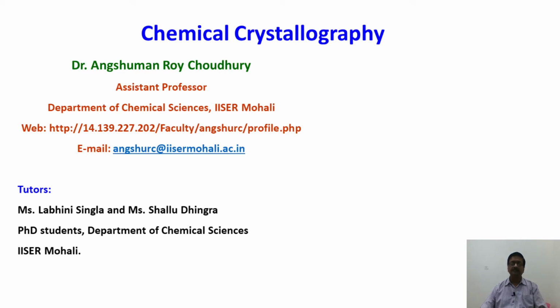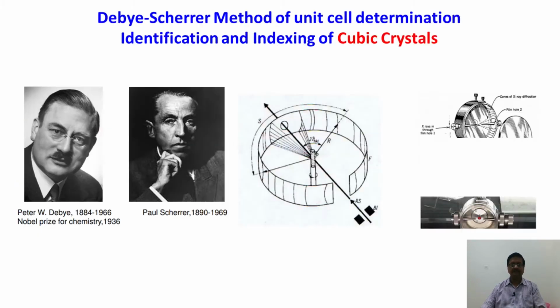This is the 12th week of this course, and by now you must have learned a lot about this subject and also learned about how to collect X-ray diffraction data, solve and refine the structure and so on. In the previous weeks we have demonstrated how one can use a powder and a single crystal diffractometer. So today in this lecture I am going to discuss the method called the Debye-Scherrer method of unit cell determination, identification and indexing of cubic crystals.